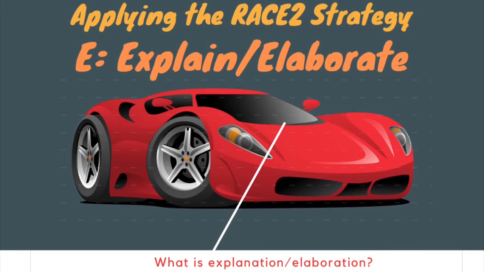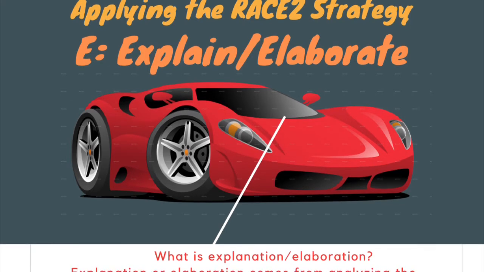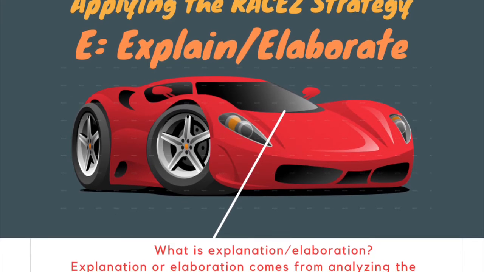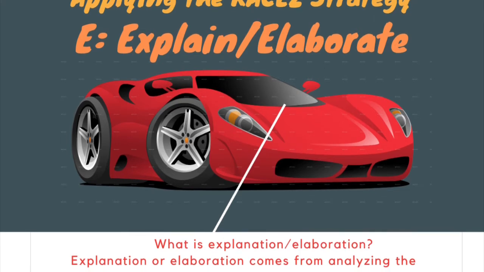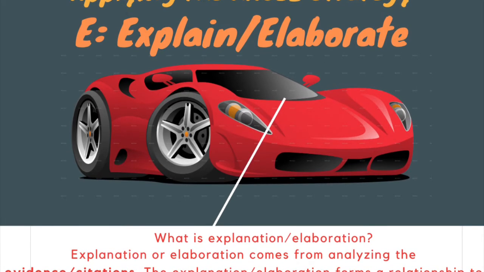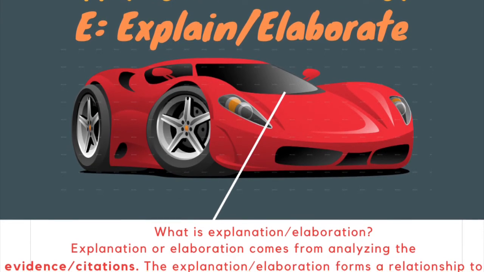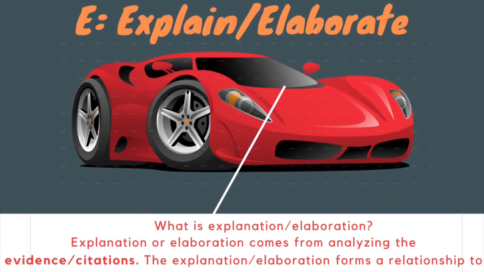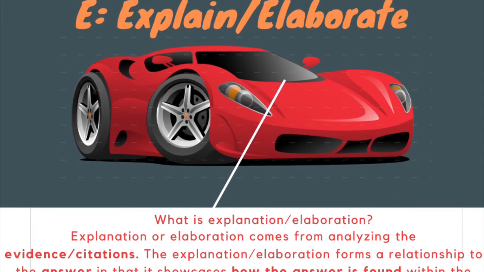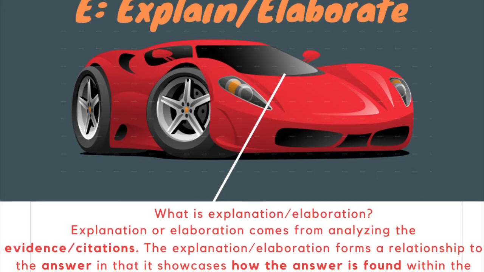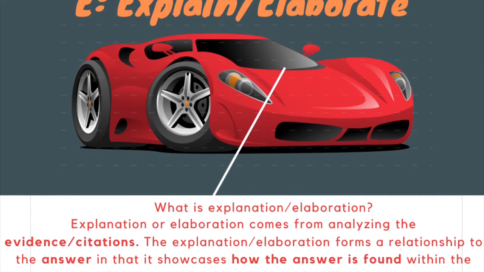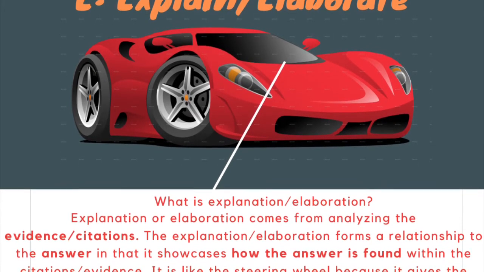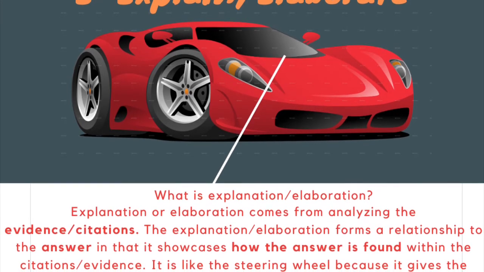The first E stands for explain and elaborate. What is the explanation and elaboration? Well, explanation or elaboration comes from analyzing the evidence or the citations. The evidence or the elaboration forms a relationship to the answer in that it showcases how the answer is found within the citations or the evidence. It is like the steering wheel because it gives the evidence and answer a sense of direction.